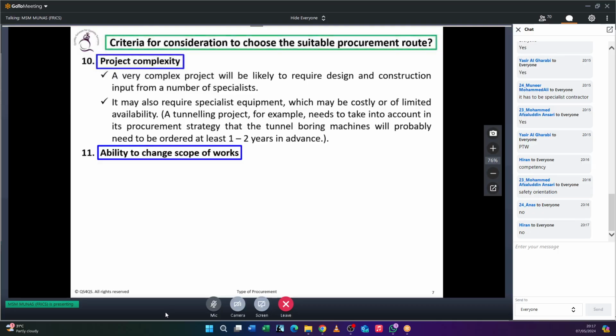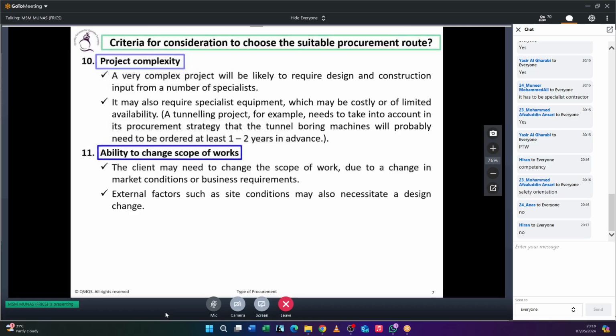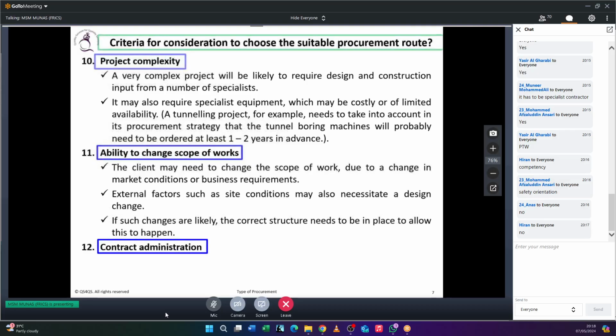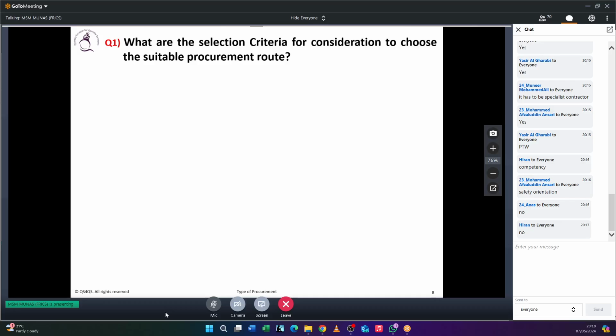Sometimes the scope of works of some projects cannot be defined at the initial stage, so the client wants to keep changing the scope of work frequently. You have to consider whether your procurement route will support that. Accordingly, you have to choose the right one. If the client wants to keep contract administration, you can go for traditional or design and build. Whereas if you don't want any monitoring, then a turnkey project will work. Every procurement has its own criteria to meet.